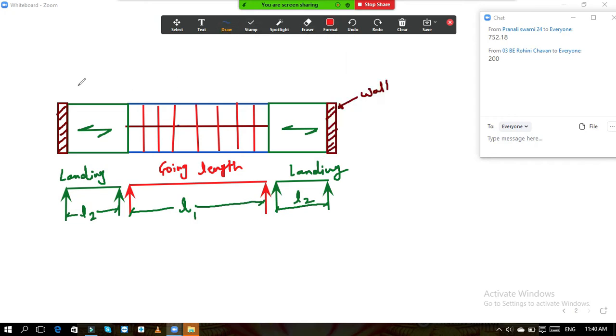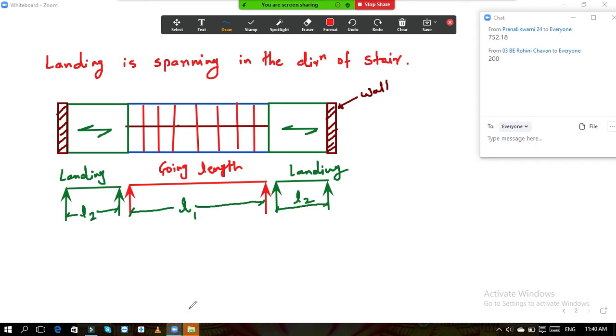I will write over here. Landing is spanning in the direction of stairs. This is very important. If you don't understand, then let me know. I will tell you once again.